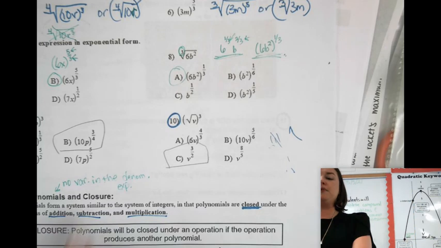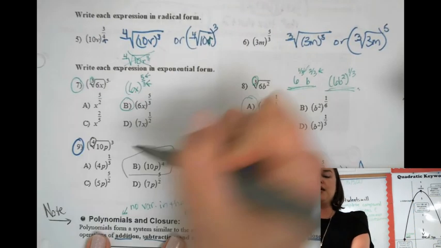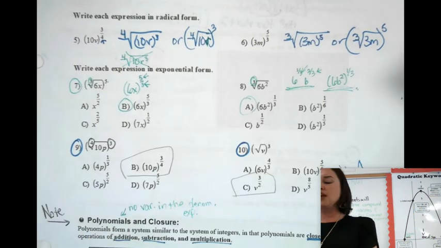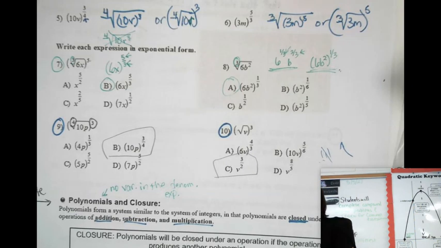The big key is to remember that the root you're taking goes in the denominator and the exponent goes in the numerator. Before I turn the page, polynomials are closed under all operations except for what? Division. They're not closed under division. That means if you divide a polynomial by a polynomial, it's probably not going to be a polynomial. Turn the page.